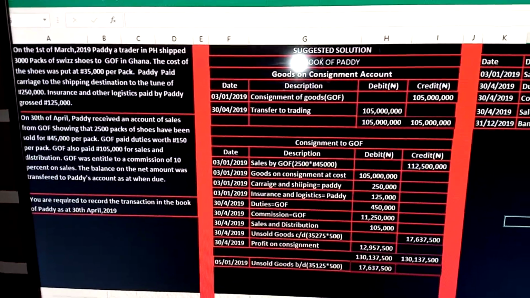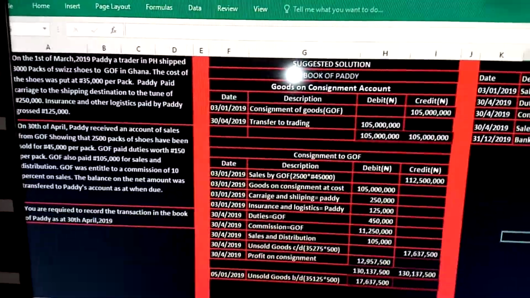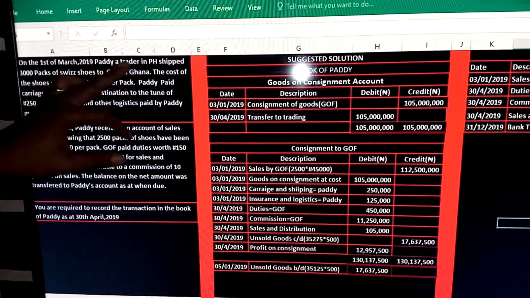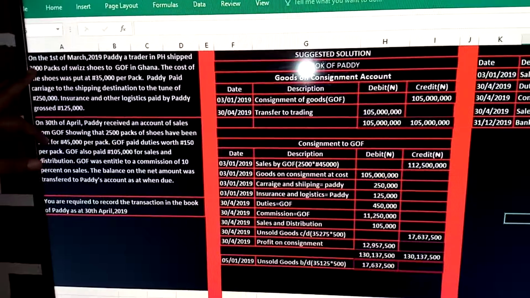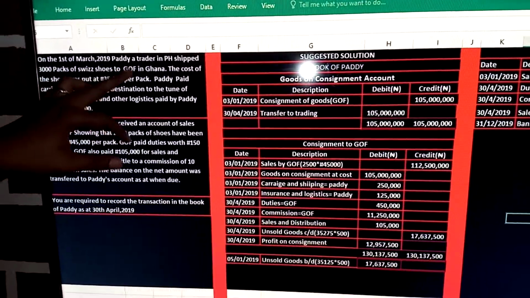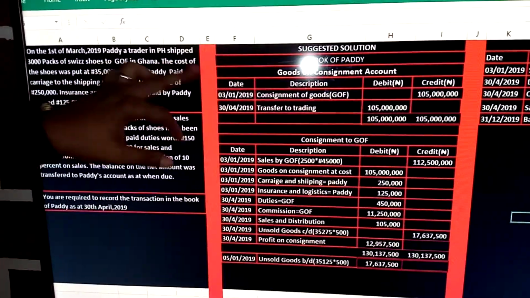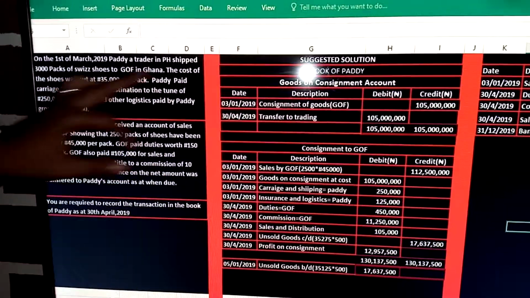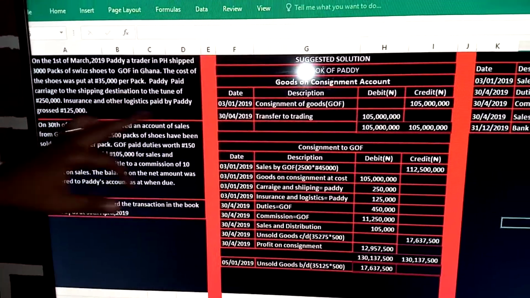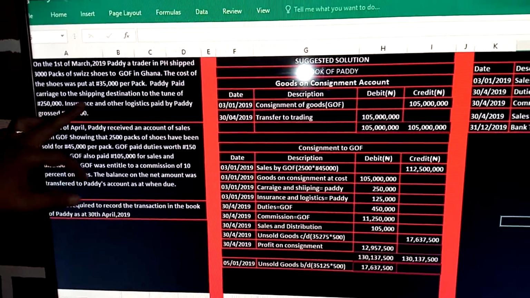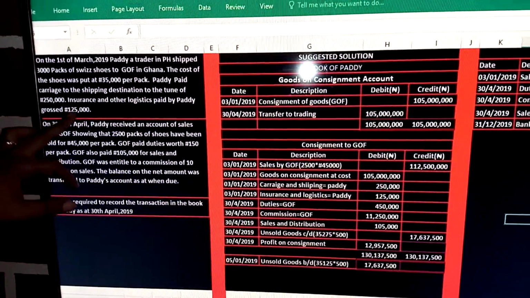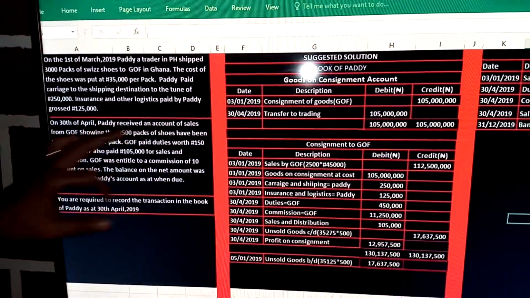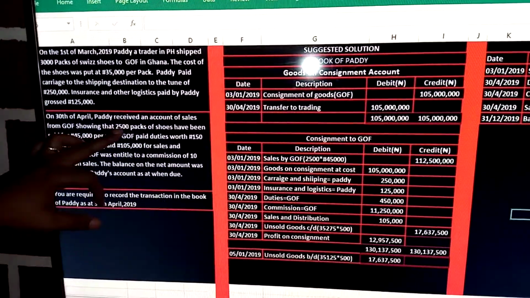So here is an illustration for consignment. So let's go. They say on the 1st of March 2019, Paddy, a trader in Port Harcourt, shipped 3,000 packs of Swiss shoes to GOF in Ghana. The cost of the shoes was put at 35,000 per pack. Paddy paid carriage to the shipping destination to the tune of 250,000. Insurance and other receipts paid by Paddy grossed 125,000.